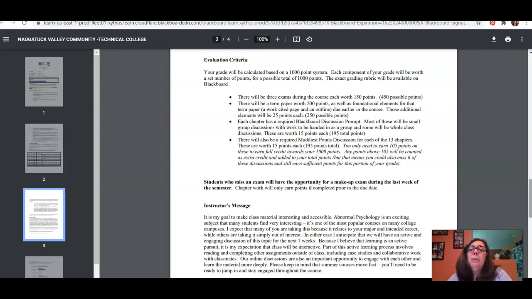And then you will also have in each chapter a muddiest point discussion, and both the muddiest points and that previous discussion forum are worth 15 points each. So 195 points for what will mostly be the small group work. And then also for the Muddiest Point, you can earn up to 195 points total.